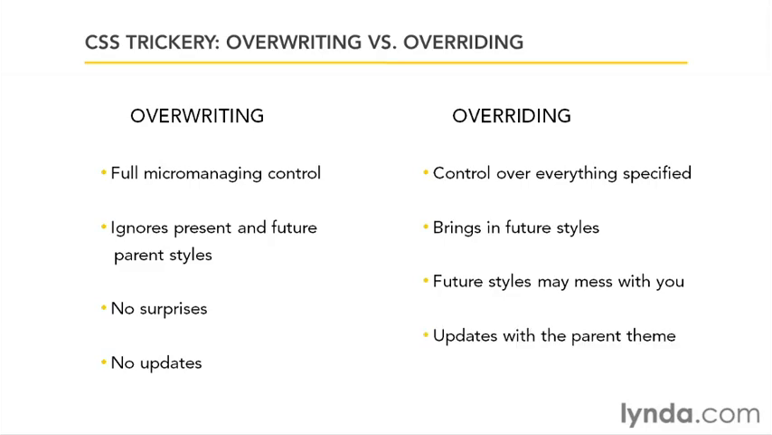Because if a theme, for instance, is updated and a new style sheet is released, you will get all those new styles that are incorporated in the new style sheet when you override it. Whereas if you were overwriting it, you would never get those new styles. So how does this apply to our project?